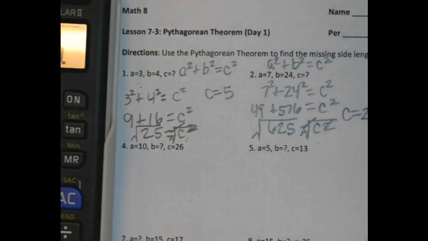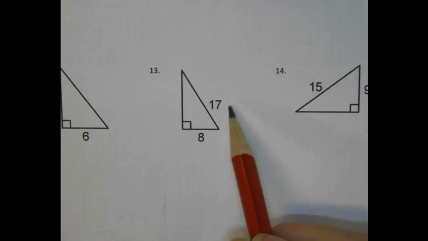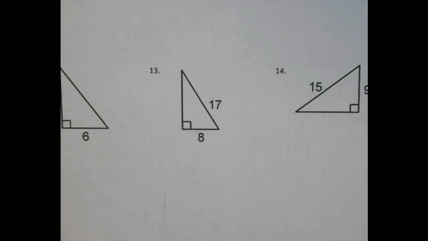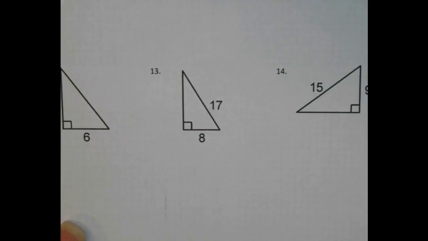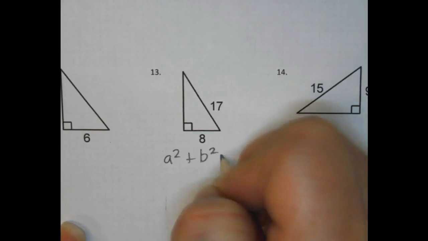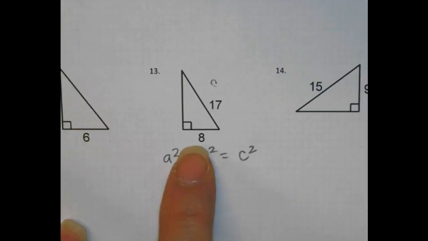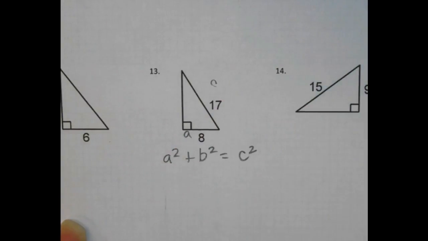Now that's also going to work in the event. So let's look at number 13. This time I have a triangle, right? So what is my c going to be? 7. Right, so I know c. I'm going to write a squared plus b squared is c squared. I know that this is c, so this is a shorter side, right? So I'm going to call it a. Do I know what b is equal to? No. So b is now what I'm looking for.